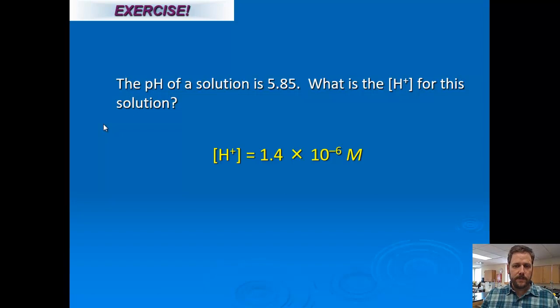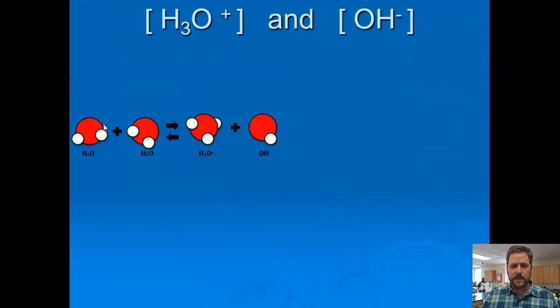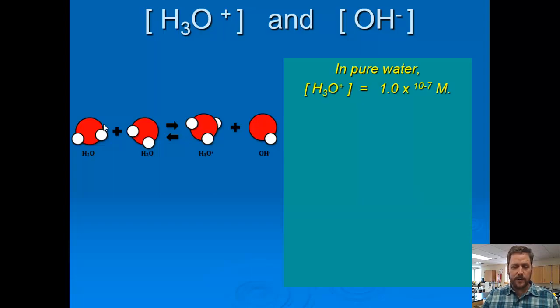So now that we've looked at a few calculations, let's wrap this up and just make sure we understand the concepts and why a logarithmic scale is appropriate. We know that in pure water, there's got to be just as much hydronium as hydroxide. And we know the concentration of hydronium is 1 times 10 to the negative 7th molar. Therefore, the concentration of hydroxide is the same.